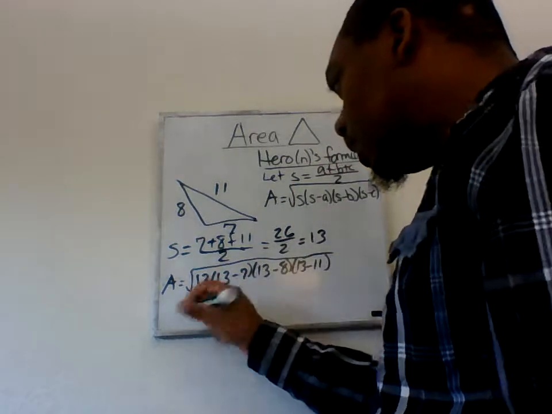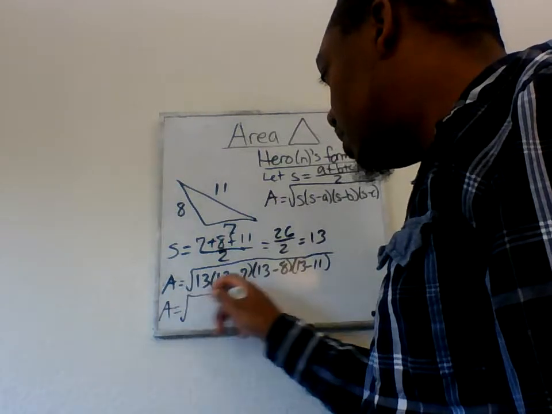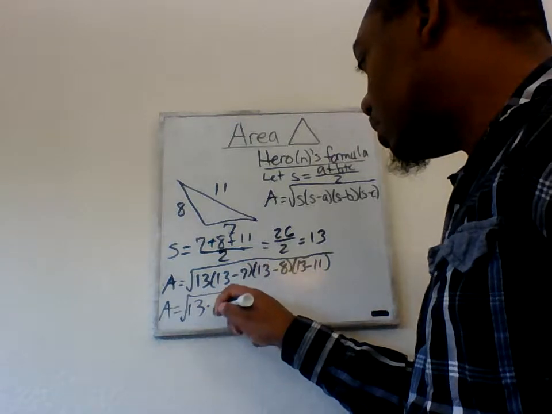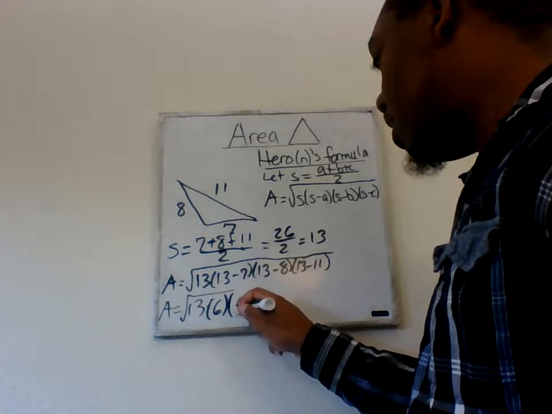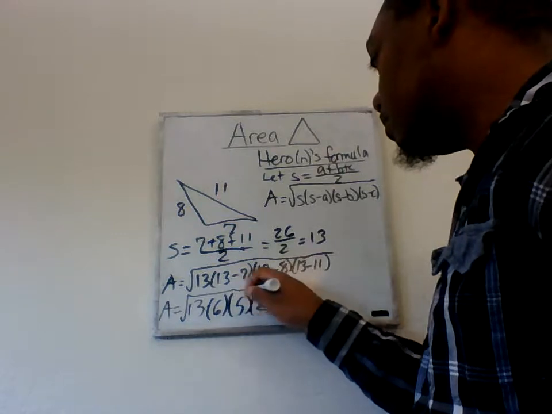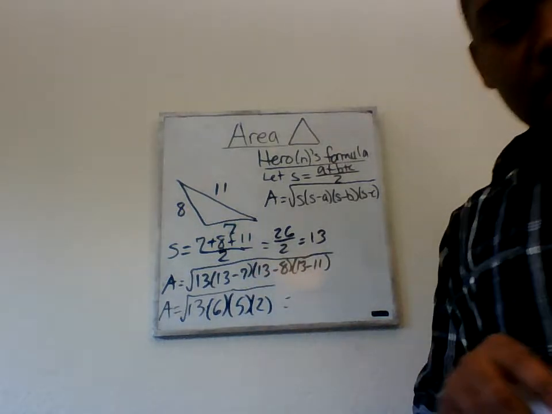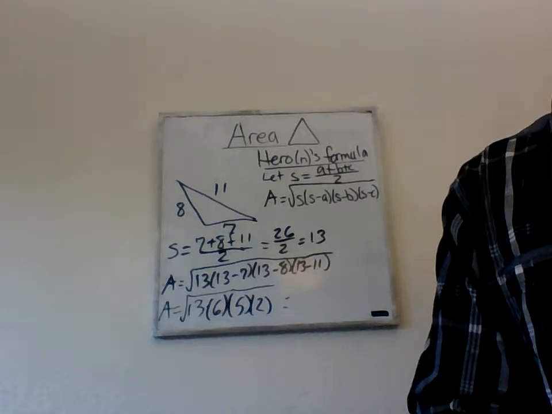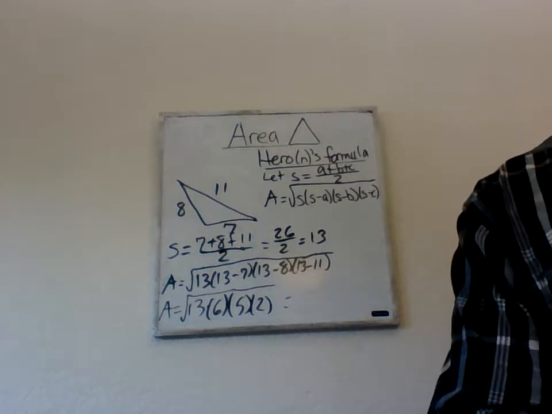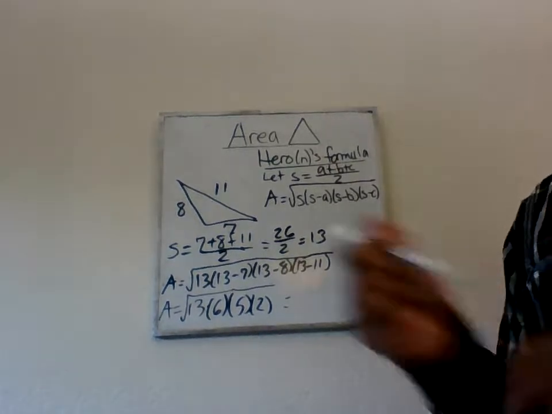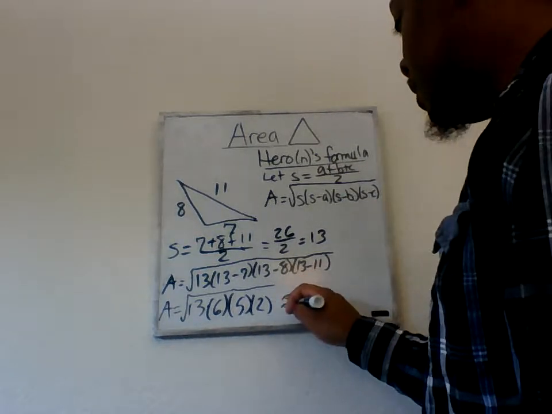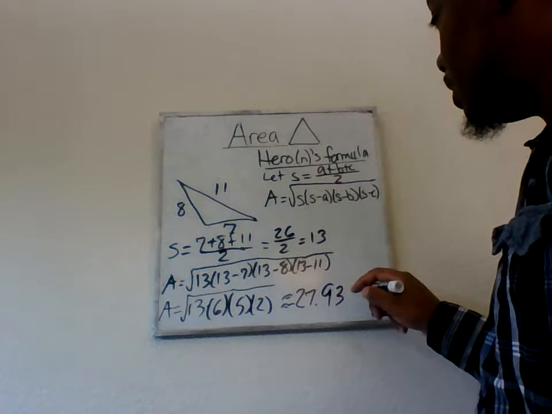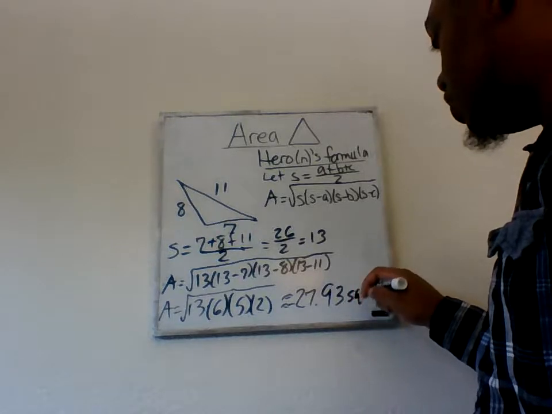So in this instance, though, I get that A would have to be the square root of 13 times 6 times 5 times 2. And let's see what I get when I do that. Square root of 13 times 6 times 5 times 2. Okay, and I get approximately 27.93. And this would also be square units.